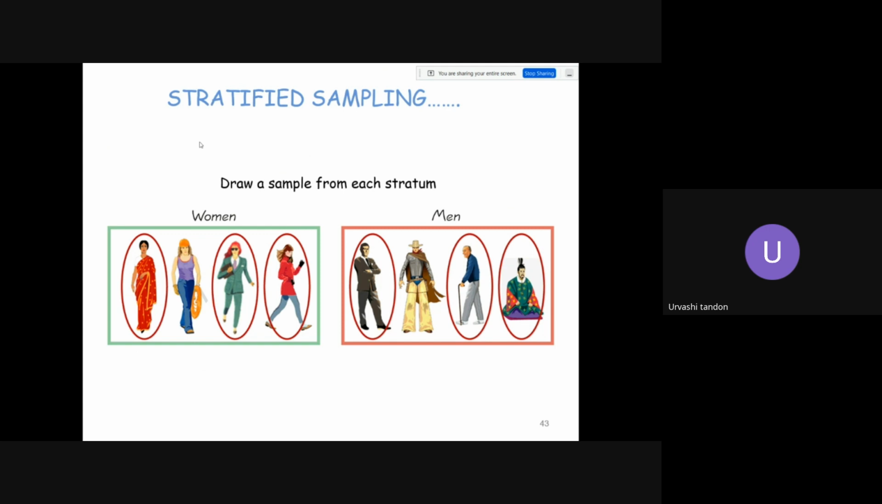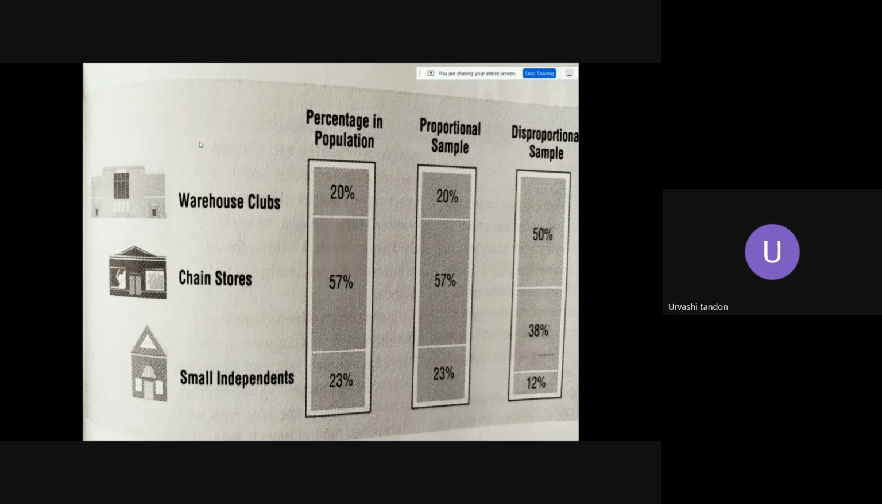Again, you need to draw a sample. Let's say these are the four women and men, and how you need to draw the sample from there. Again, they are the two strata, women and men. Let's say you are doing some survey on universities, then private and public universities, and you divide them into two strata: public universities and private universities, or NAAC accredited and non-NAAC accredited universities, or NAAC A plus accredited universities and NAAC B or B plus accredited universities, right? And from there you pick up the people. So this is again a stratified sample.